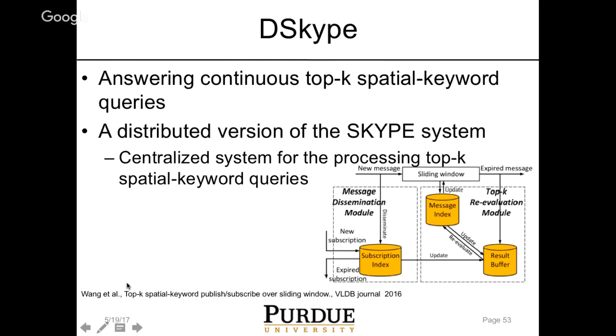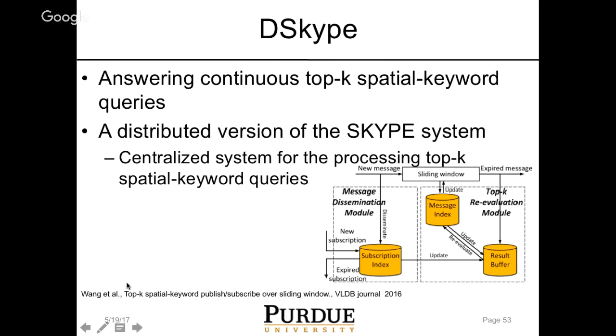This system has a subscription index and a message index. Given that there are new messages, these messages will be stored in the message index, which is maintained for a sliding window, a counting sliding window. And these incoming messages will run against the subscription index, which can be seen as continuous top-K spatial keyword queries to produce the final answer.